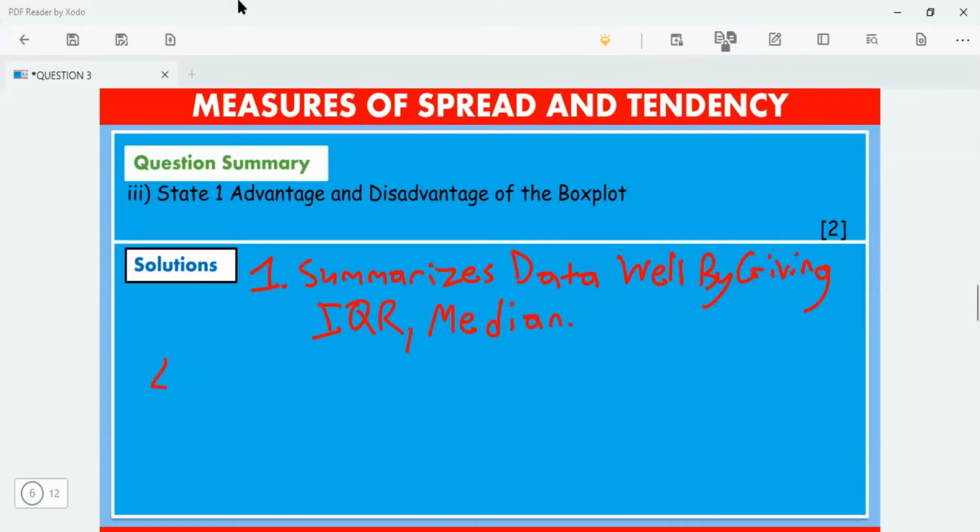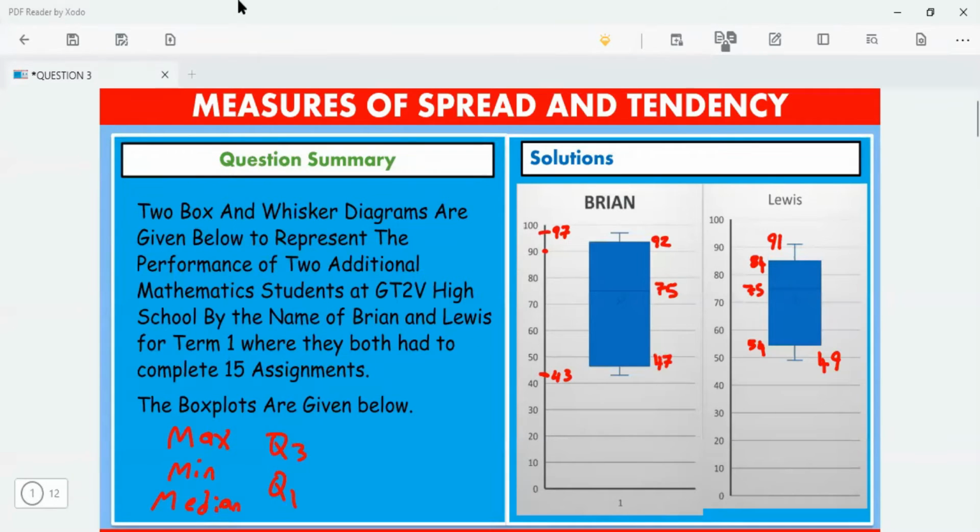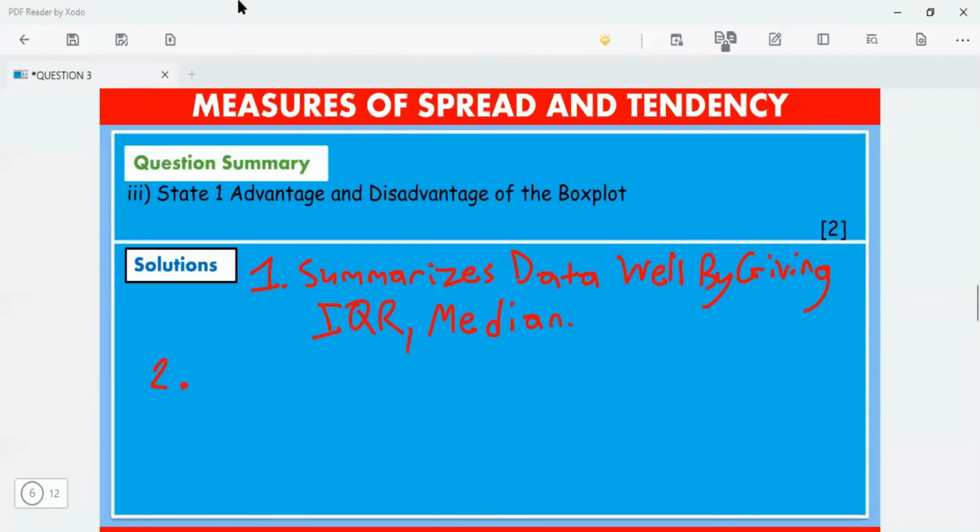Now, number two, the big disadvantage is when you have outliers, the box plot is very skewed. So number one is the advantage, and number two is the disadvantage here. The disadvantage is when you have outliers, the box plot doesn't take heed of them. All right.